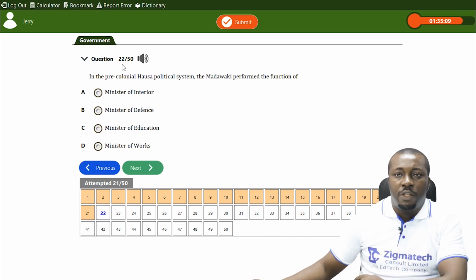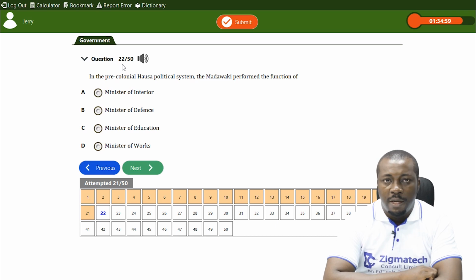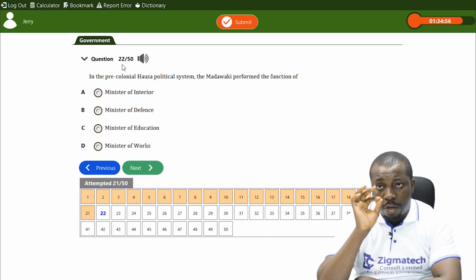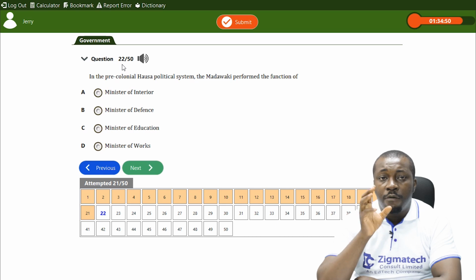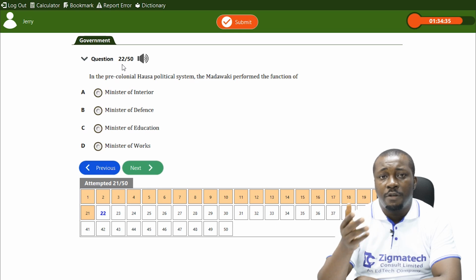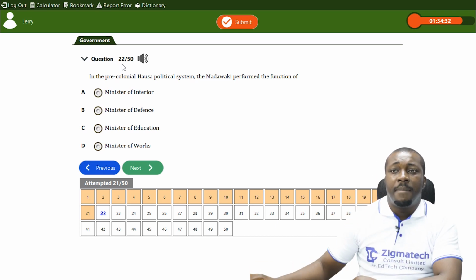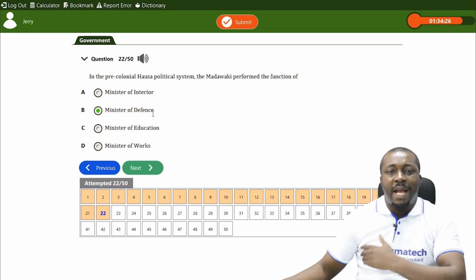Now, question 22 says, in the pre-colonial Hausa political system, the Madawaki performed the function of. Now, this question tests your knowledge not just on the pre-colonial political system in the Hausa Fulani Kingdom, but also the functions of the officials. Remember the officials? You have the Waziri, which is the Prime Minister, Sarkin Ruwa, head of water, Sarkin Pawa, that of butchers, Hakimi, head of districts, Madawaki as the Minister of Defense. That's in charge of the army.